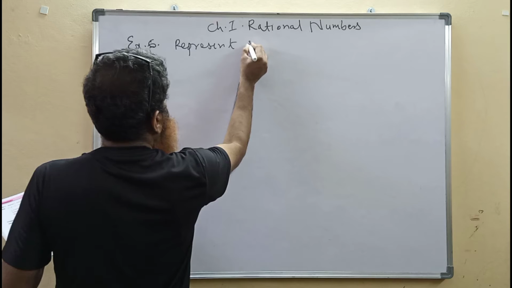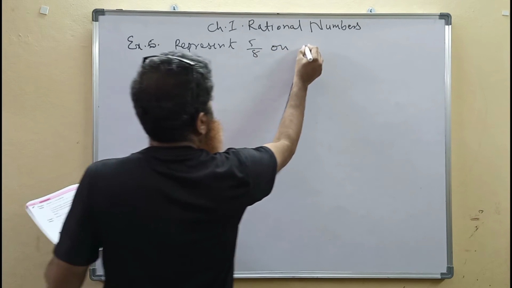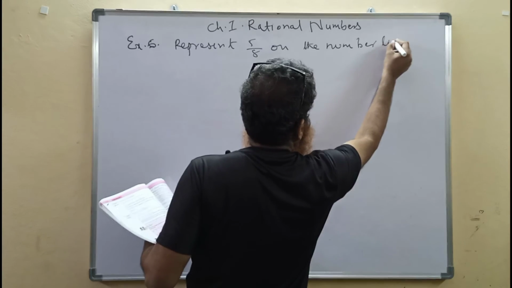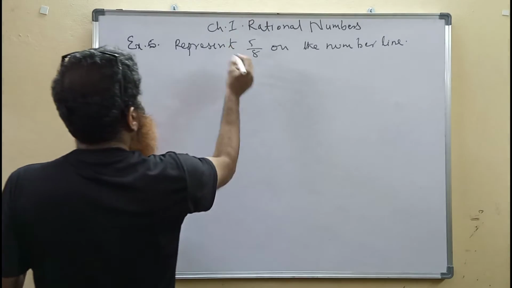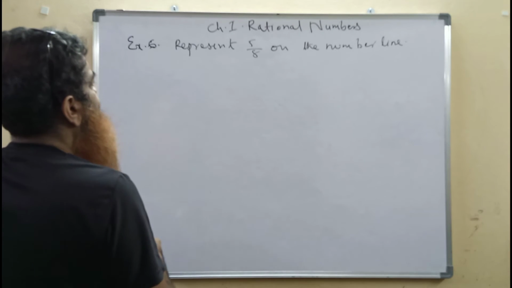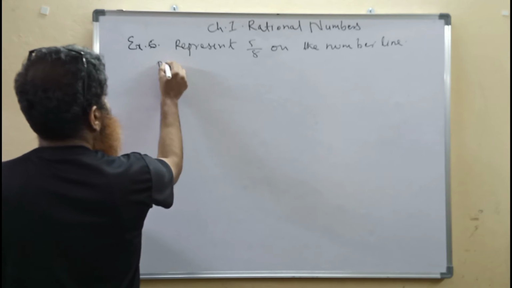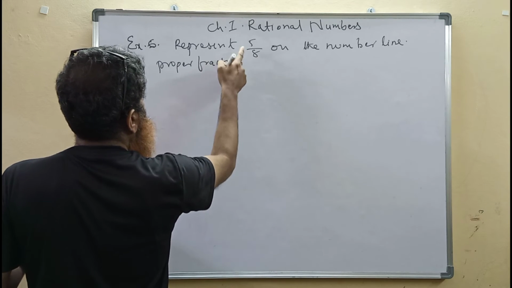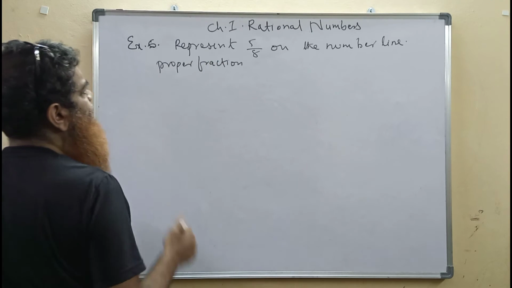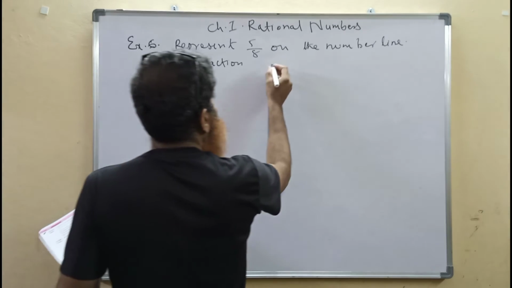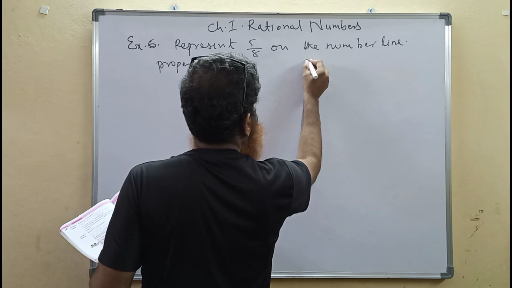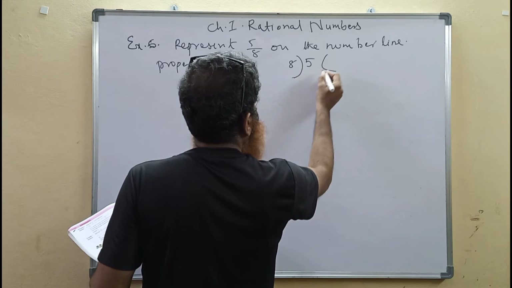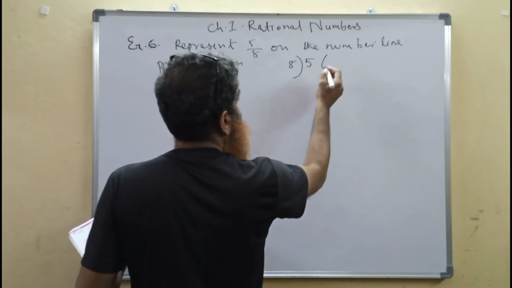Represent 5 by 8 on the number line. As you can see, 5 by 8 is a proper fraction. If you remember, when the numerator is small and the denominator is big, it is called a proper fraction. And when we say 5 by 8, we actually mean 5 divided by 8. 8 is bigger and 5 is smaller here.